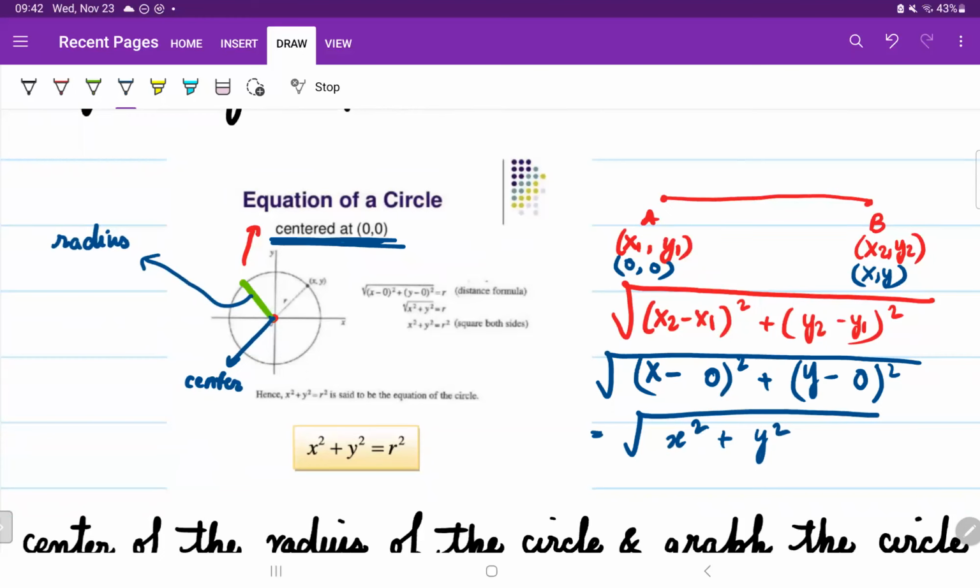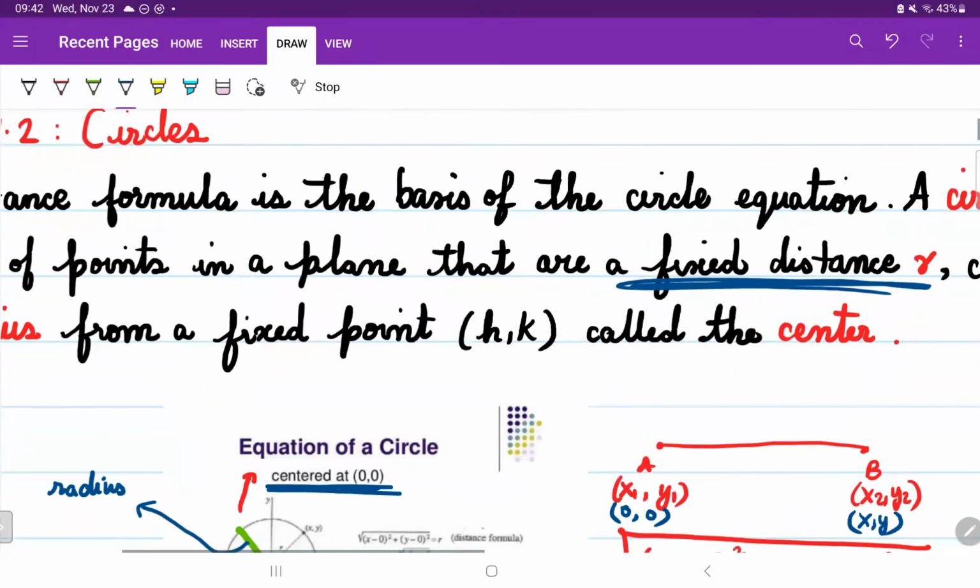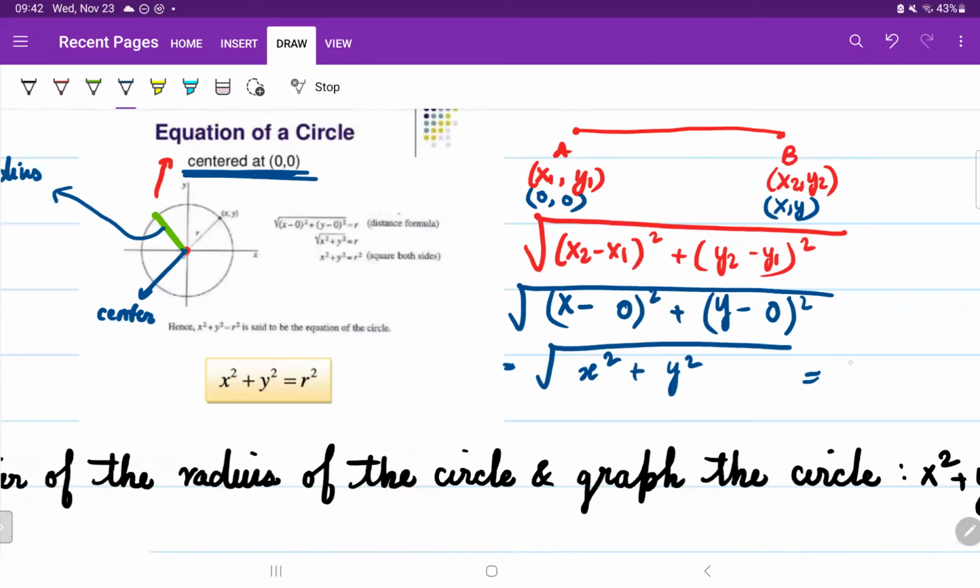Now, what are we saying? This is the distance formula. This is the distance between point 0, 0 and x, y. From the definition, that distance is r, which is the radius. So this is equal to r. You can write this in another form where you just square both sides. Then you get x squared plus y squared equals r squared. So this is our circle equation.